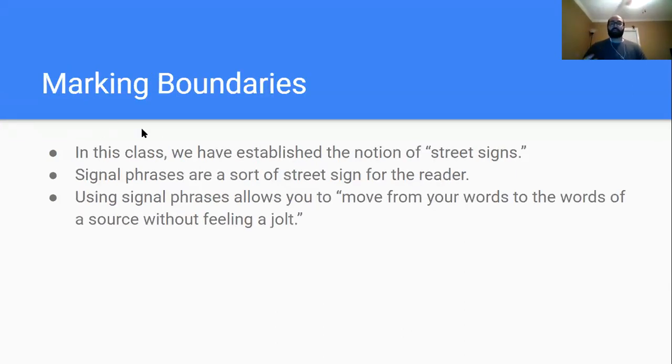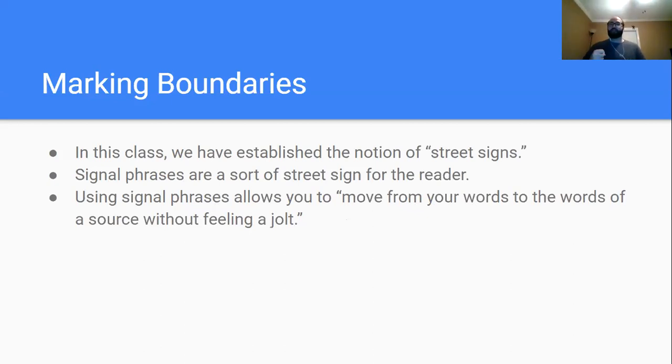And I think that this helps us work within the culture of street signs that I've tried to establish in the course, because the signal phrase is indeed a sort of street sign to your reader. Just like you'd be driving down the street and it says turn left in 5 miles, the same thing would apply. Your reader is going through your paper like it's a road, and your signal phrase signifies where you're going in your writing. So using signal phrases allows you to move from your words to the words of a source without feeling a jolt. Because we don't want this shift. You don't want to miss your turn. You want to know it's coming.